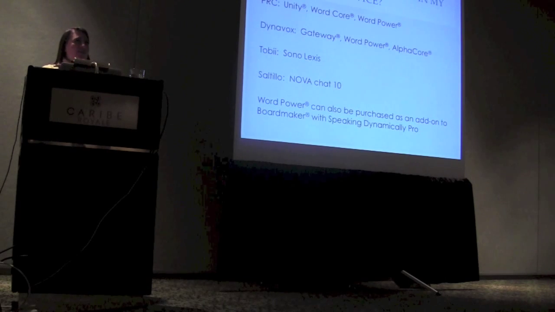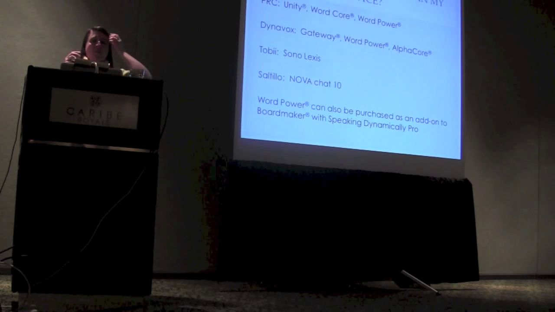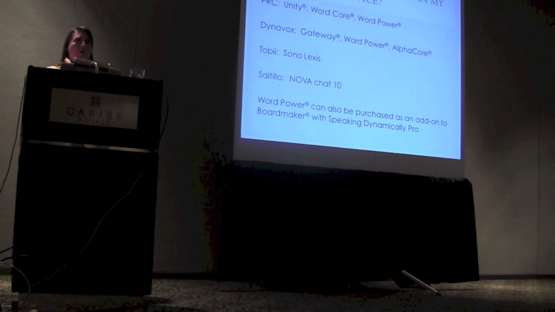So you've just got this device, you've opened it, plugged it in, you've turned it on. Where is the core vocabulary? All of the high-tech AAC devices come pre-programmed with core vocabulary. The Prentke Romich devices come with Unity, which is the picture-based Minspeak system. They also come with WordCore, which is a word-based system, and you can buy WordPower.